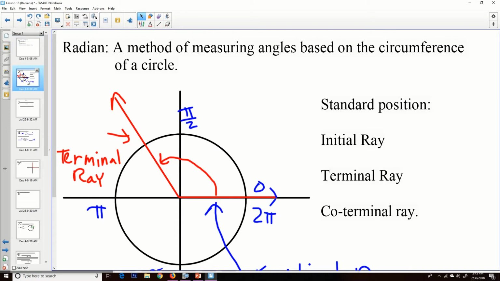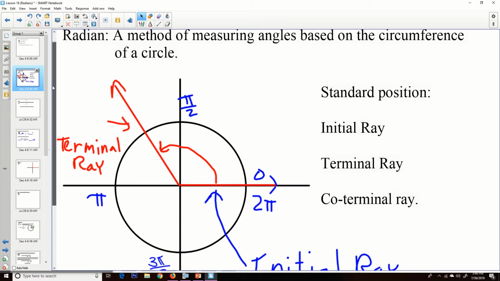So first, let's start with the definition. A radian is a method of measuring angles based on the circumference of a circle. Remember, circumference of a circle was 2 pi r, and so you'll see that relationship here. But essentially, most of you have been measuring angles with degrees, and that's all fine and well, but calculus doesn't work with degrees as far as angles go. So we needed another way to measure angles, and so radians is it.